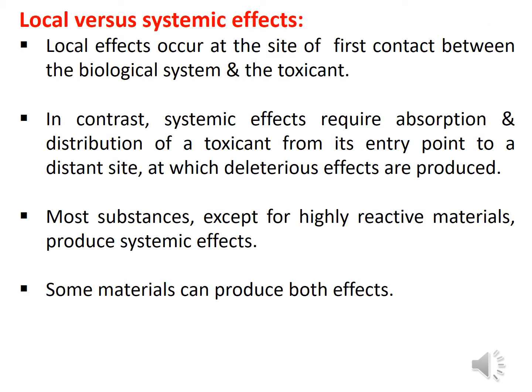Now we are going to explain local versus systemic effects. Local effects occur at the site of first contact between the biological system and the toxicant. In contrast, systemic effects require absorption and distribution of a toxicant from its entry point to a distant site at which deleterious effects are produced. Most substances, except for highly reactive materials, produce systemic effects. Some materials can produce both effects.